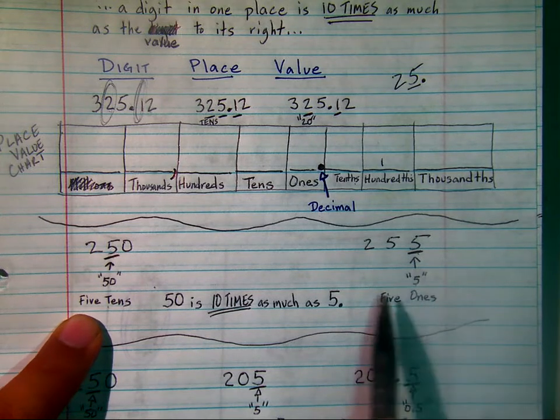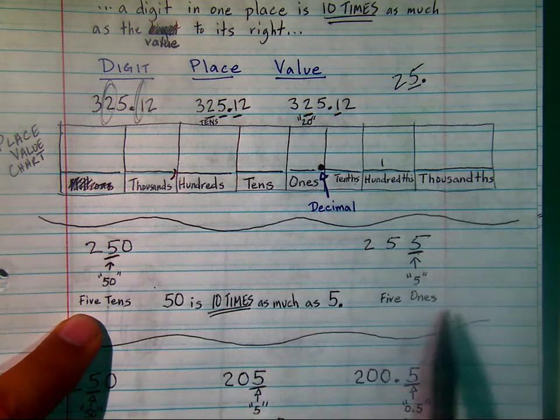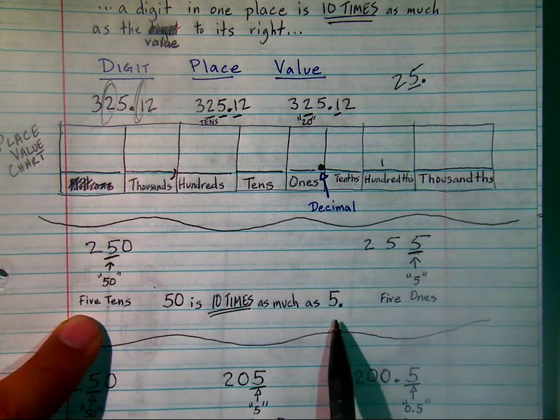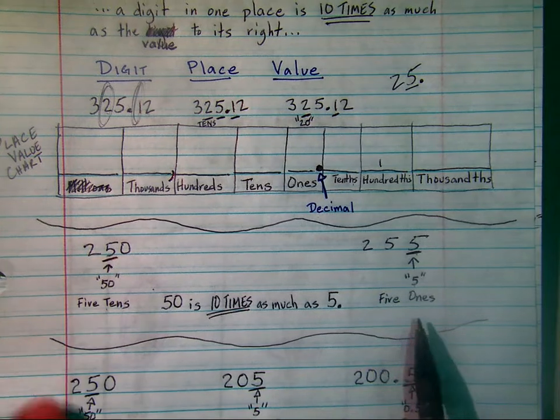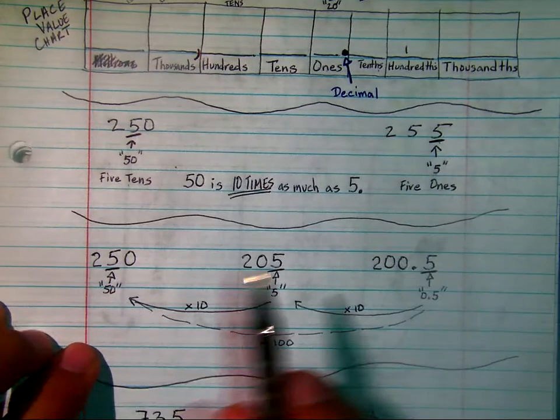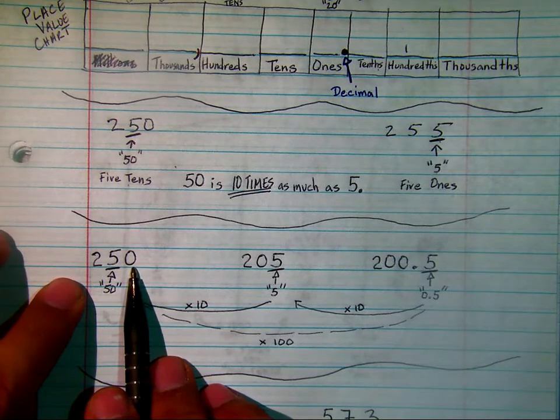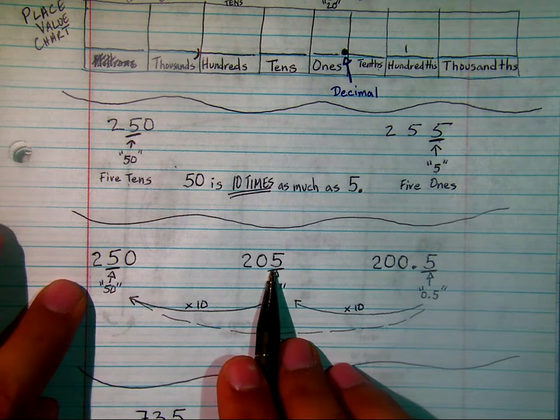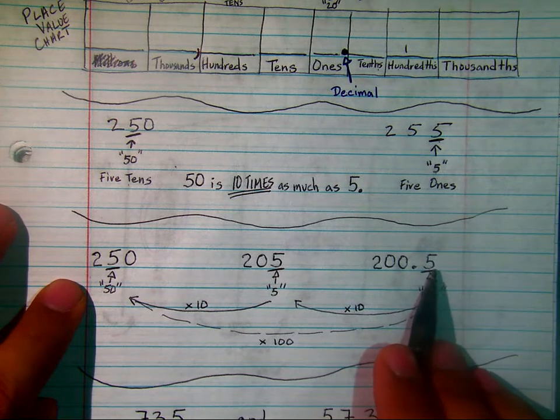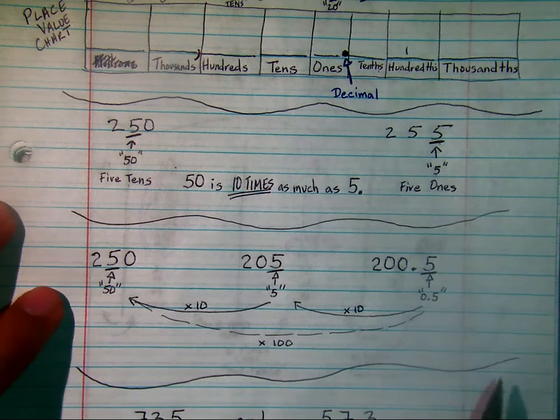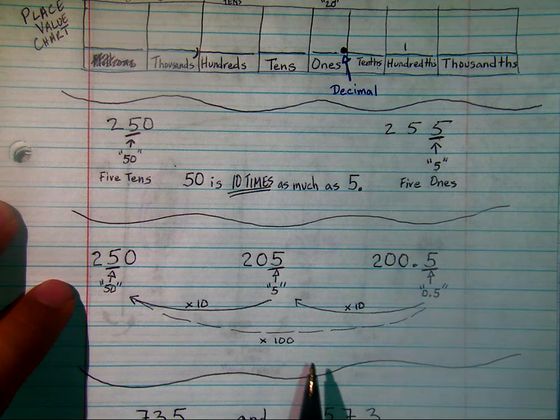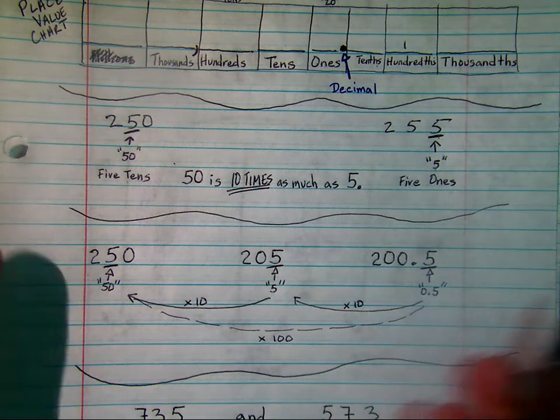Well, that idea, you have to get used to saying it in that way. It's really the words and being able to explain it that becomes the challenge. So when you start looking at numbers like 250, 205, and 200.5, all of these numbers and all this language, all these words, they get confusing sometimes.